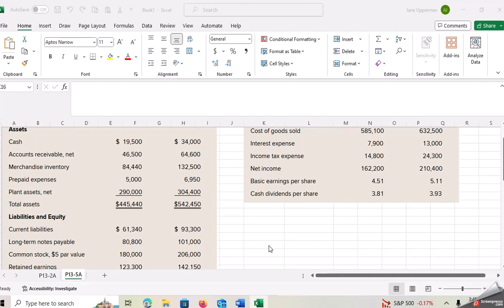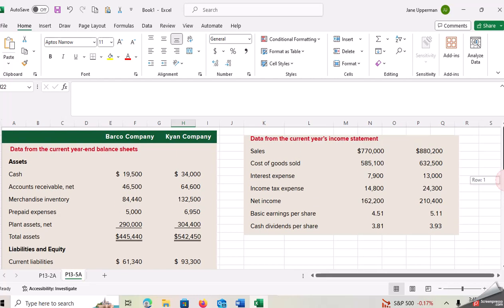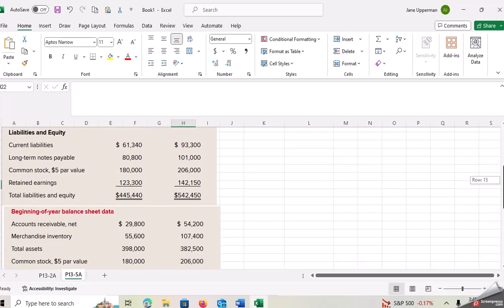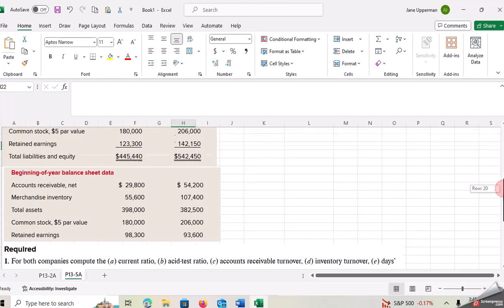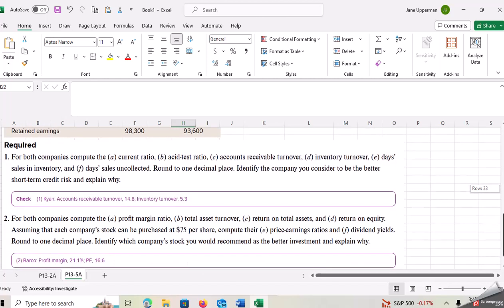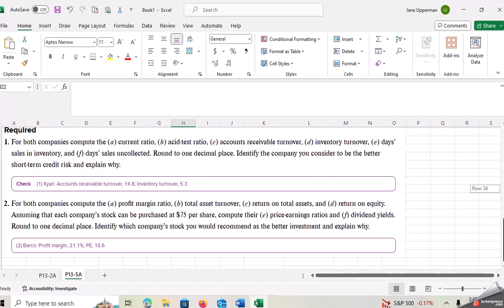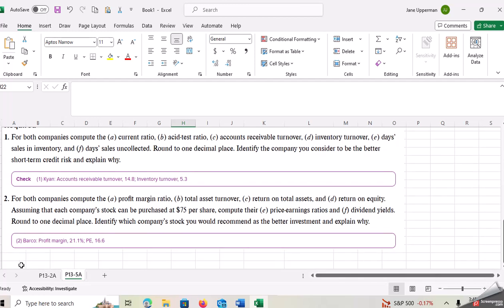Okay, this is problem 13.5, and we are going to do some ratios. They give us what's copied in here: our balance sheet, some data from our current year income statement, and some beginning of the year balance sheet data for the ones where we need averages. They'd like us to calculate the current ratio, the acid test ratio, the accounts receivable turnover, inventory turnover, days sales in inventory, and days sales uncollected.